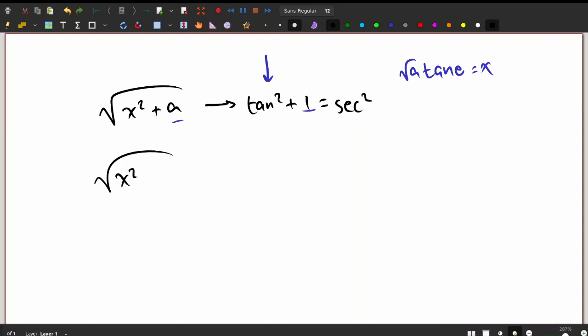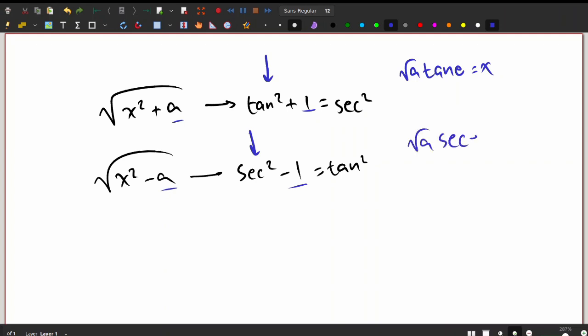It's where we have x squared minus something, so x squared minus a. Now this is reminiscent of the same identity but rearranged. In fact, secant squared theta minus 1 is equal to tan squared theta. Now we're going to use a very similar substitution. Once again, this is a 1 and this is an a, so we're still going to use the substitution x is equal to secant theta, but we're going to place it as square root of a secant theta.